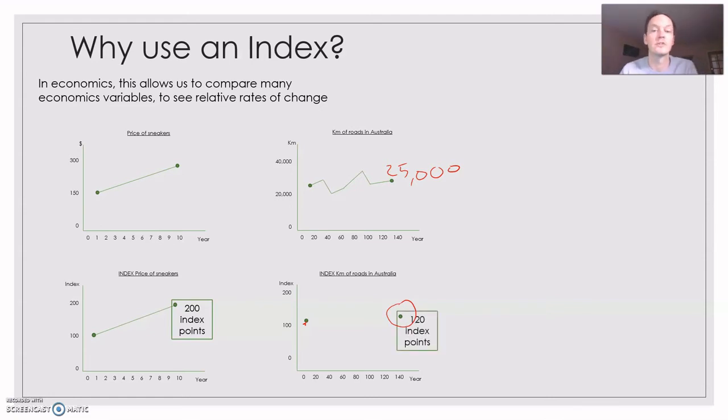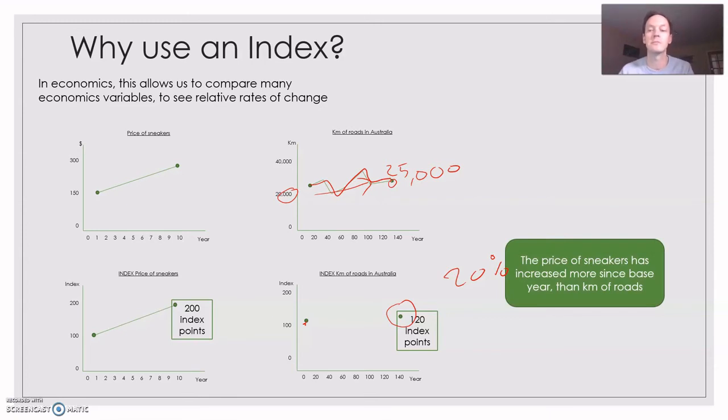And if you said 120 index points, you would be correct, because 5,000 is 20% bigger than 20,000 here. It's grown by 5,000, therefore the growth rate is 20% from base year one. It doesn't matter that it's gone up and down like this. We just look at the position we're interested in and find the growth rate there. The price of sneakers has increased more since the base year than kilometers of roads. I don't know why I chose that. I guess because you run on the road when you're in sneakers. So that's a bit of background on what an index is, okay?